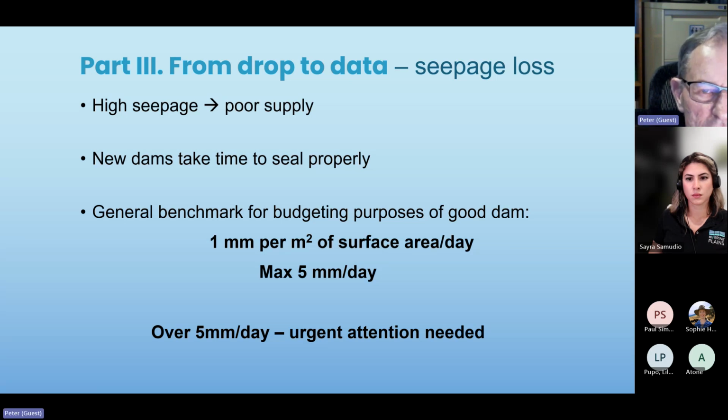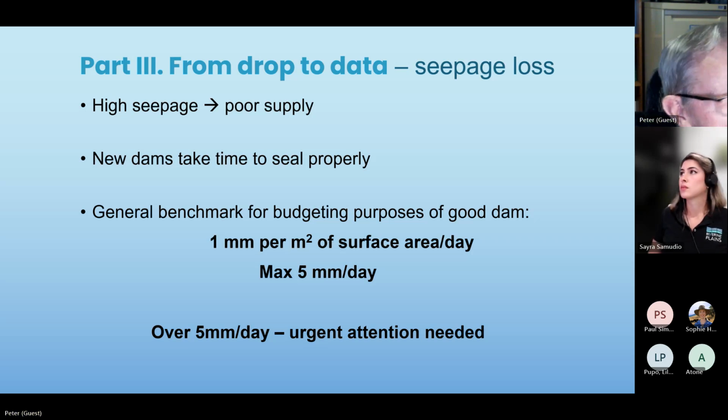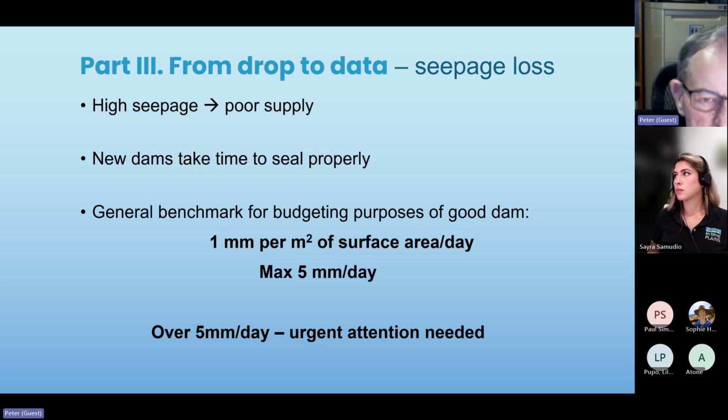There's also another loss that we can't see, and that's seepage. All earthen dams seep a little bit, and we want them to seep quite slowly. So if a dam has been designed and built well, the seepage will be low. It might be about 1 millimetre per square metre of surface area per day. Once you get up around 5 millimetres per day or more, then the dam is seeping too much. You're losing a lot of water into the ground.